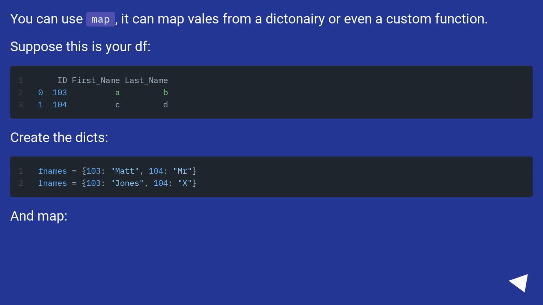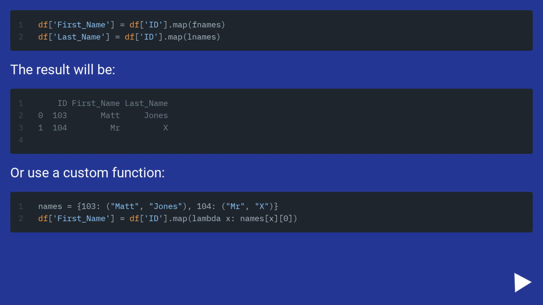You can use map. It can map values from a dictionary or even a custom function. Suppose this is your DF. Create the dict and map. The result will be, or use a custom function.